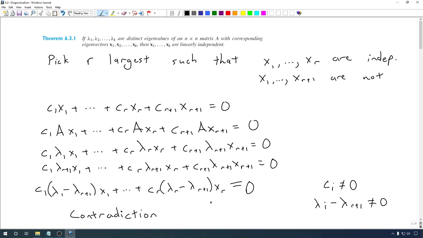So if there's a contradiction here, we go back to what was our first assumption? Our first assumption was that not all of these were independent. So that cannot be correct anymore. So they have to be independent.